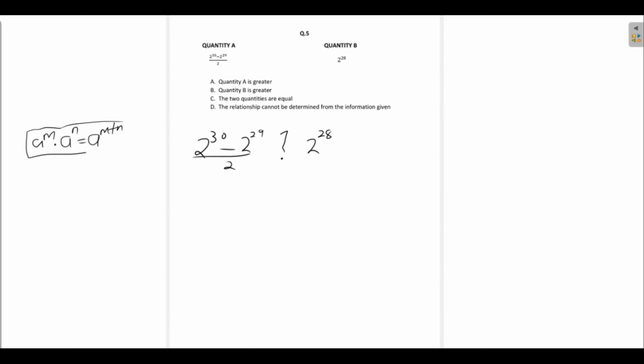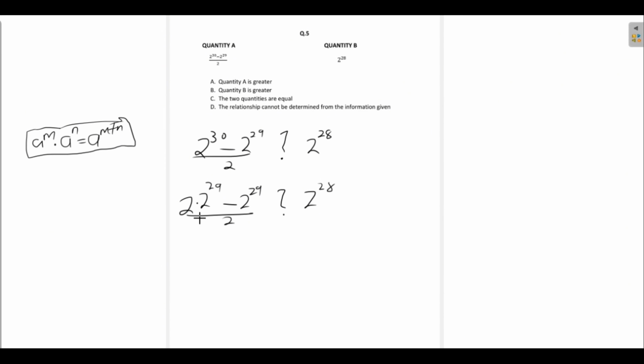I'm going to employ this in quantity A. The 2 to the power 30 can be written as 2 multiplying 2 to the power 29, because at the end of the day the bases are the same. When I add, I'll get 2 to the power 1 plus 29, which is 30. So minus 2 to the power 29 divided by 2. Don't forget to bring your question mark, right? We are trying to compare something.